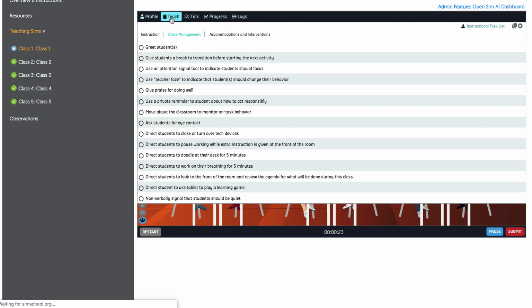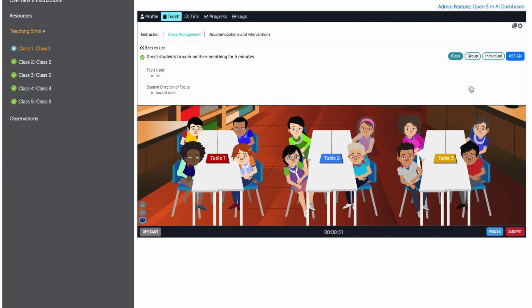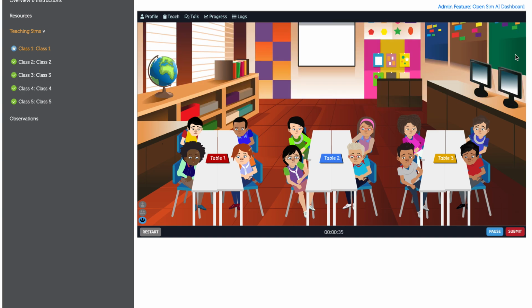The next thing that I found that was really successful for them is I gave them a chance to work on their breathing for 5 minutes, which is a really good self-regulation technique, actually with all ages of students, and particularly with young students, to let them breathe, to let them doodle, to give them time to transition between tasks.